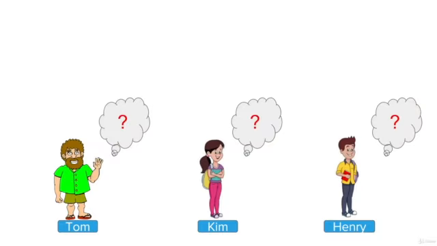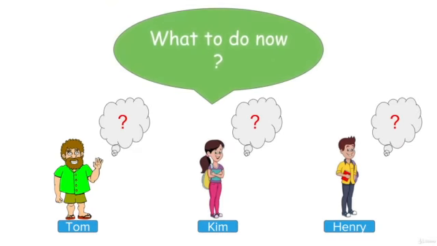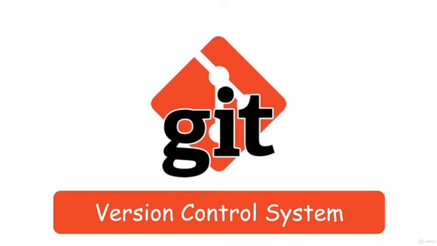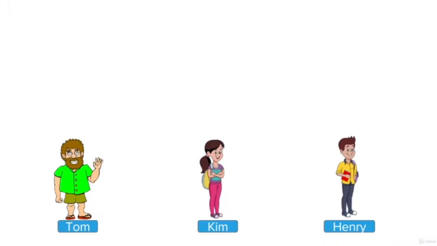So we are back with the same problem. What to do now? We need a solution which can manage all our changes and version controlling in an automated way. The answer is using a version control system like Git. Let us see what we can do with Git.